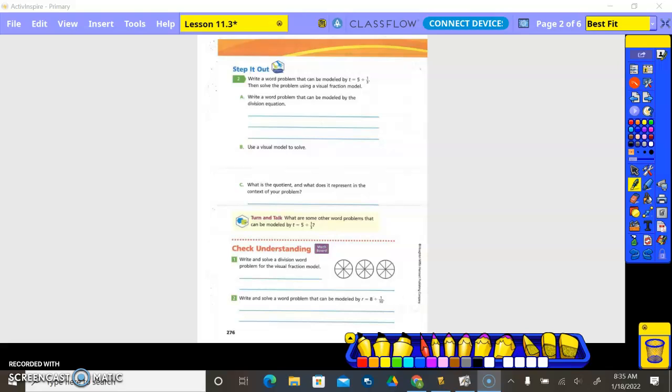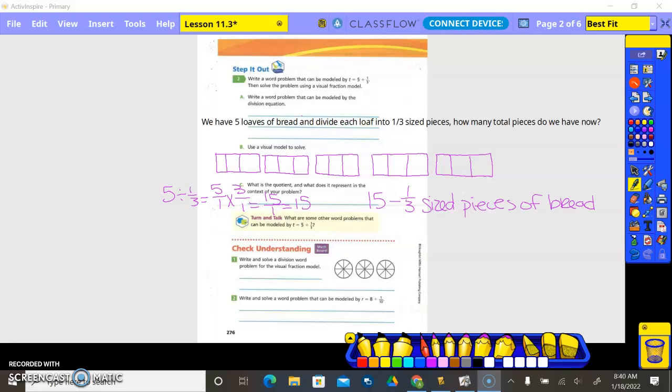Then solve the problem using a visual fraction model. All right, so letter A, it says write a word problem that can be modeled by the division equation. So we said we have 5 loaves of bread and divide each loaf into 1/3 size pieces. How many total pieces do we have now? So then we did our visual model. We did 5 congruent rectangles for our whole, and then divided those 5 rectangles into 3 pieces each, and we got a total of 15 pieces then.